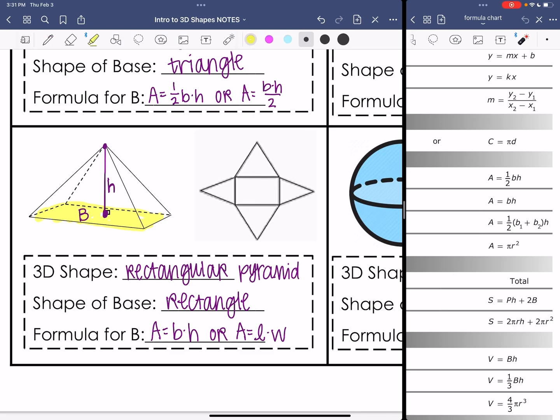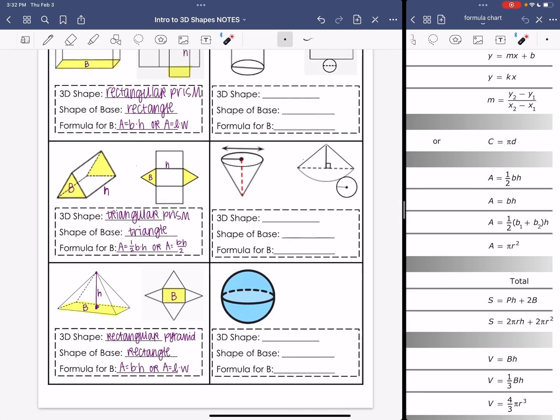Okay, now looking at your rectangular pyramid net, again, in a pyramid, your base is going to be in the center of your net. So this would be your big B. And you would not be able to identify your height on this pyramid until you would close all of these flaps. So you would not be able to tell your height from this. Okay, so that's the first three.